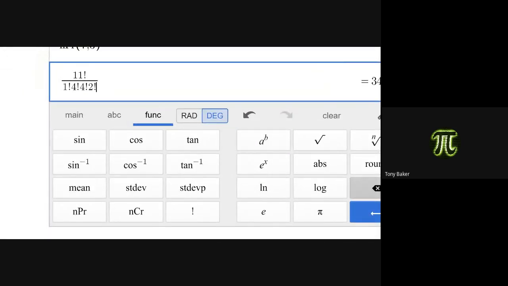next to those nPr and nCr, there's the little exclamation button. The exclamation button is a factorial. It basically means we're going to multiply all the numbers all the way down. So 4 factorial means 4 times 3 times 2 times 1. That's what that factorial button means. So it's an actual mathematical operation, not just an exclamation point.